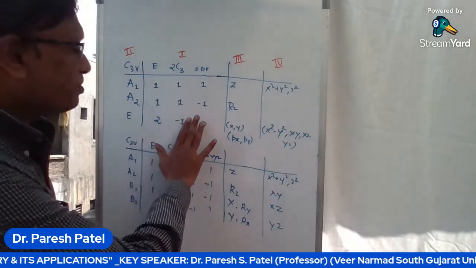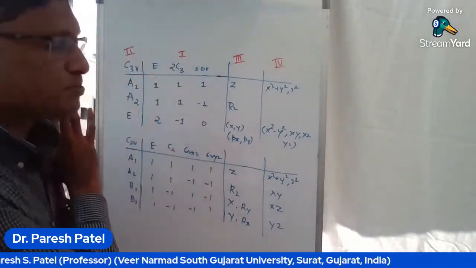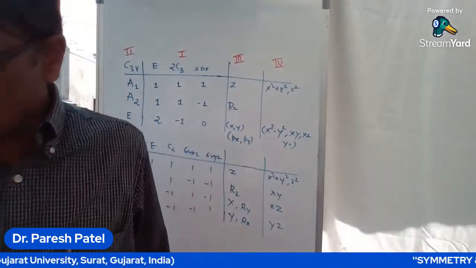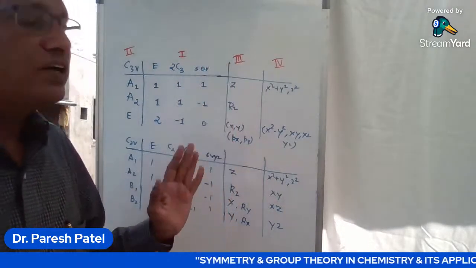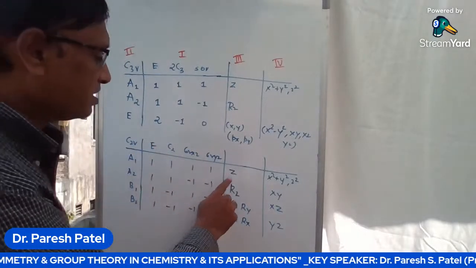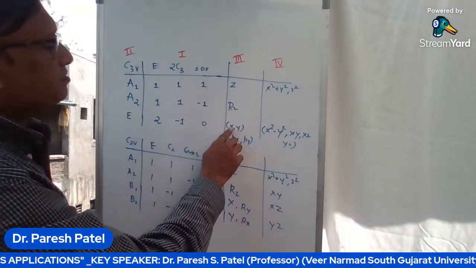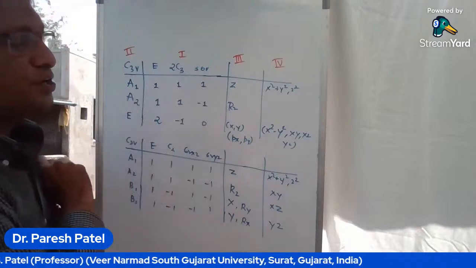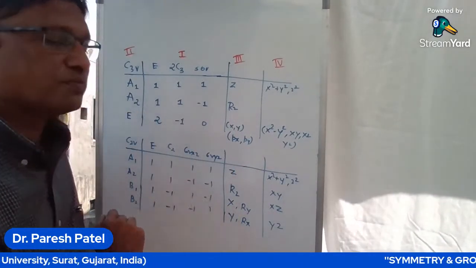Okay, so area number one represents the characters for different irreducible representations by operating different symmetry operations. Area number two represents Mulliken symbols. Area number three: this is the information regarding the p orbitals. x, y, z represent px, py and pz orbitals. It means if we operate different symmetry operations on pz, we get the different irreducible representations. Similarly, if we operate different symmetry operations on px, we get different irreducible representations.